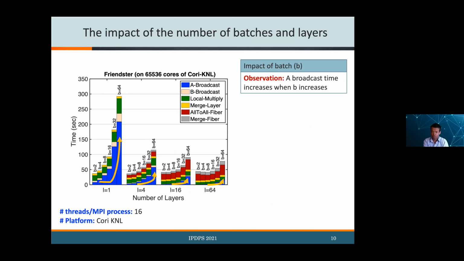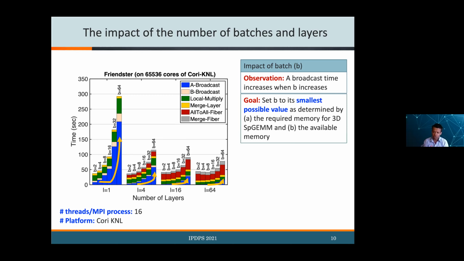So what are the impacts of those two things: the number of layers in 3D algorithms and the number of batches in batch multiplication? Here is one particular example. We are considering different numbers of layers, L equal 1 to 16, and different numbers of batches for each layer. For every setting, we see this trend. The time to broadcast the first matrix A increases dramatically as you increase B, the number of batches, because you have to communicate the first matrix more than once.